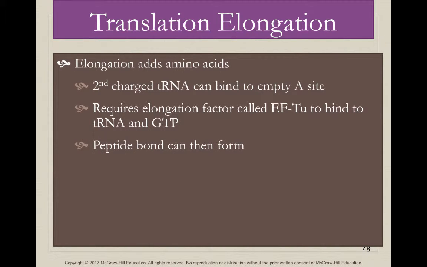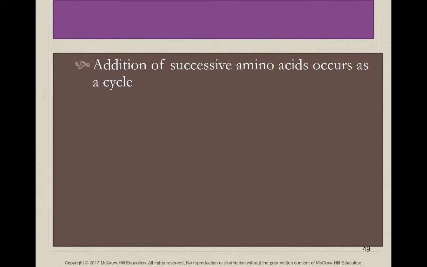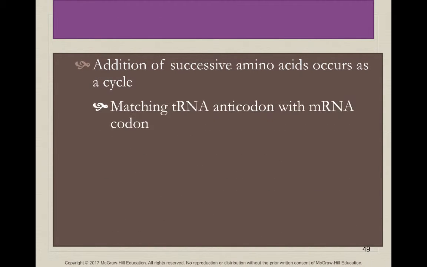But once that A site is full, the peptide bond is going to form between the amino acid in the A site and the polypeptide chain. And then the process just kind of keeps going on. The ribosome will translocate and move down so that what was in the A site is now in the P site. What was in the P site gets moved to the E site and gets ejected out of the ribosome.